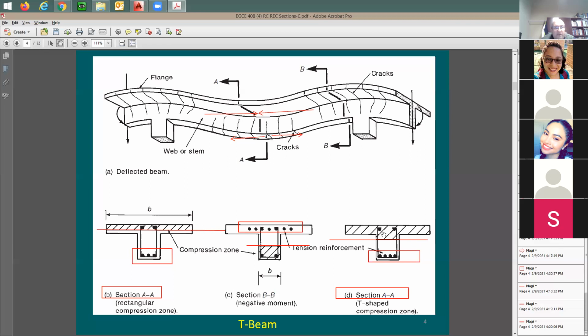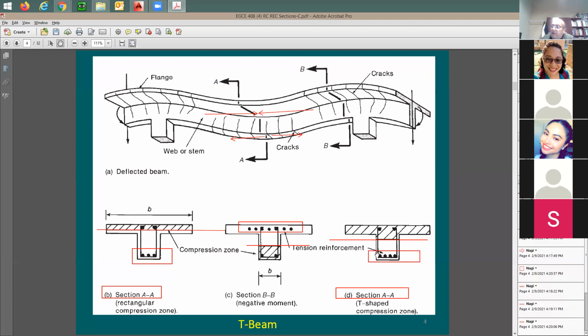So what I'm trying to say here, based on your analysis and your numbers, the neutral axis location could be in the flange or it could be in the web. Okay, so it doesn't matter how much it's deflected or anything, it's just two different scenarios based on the numbers.